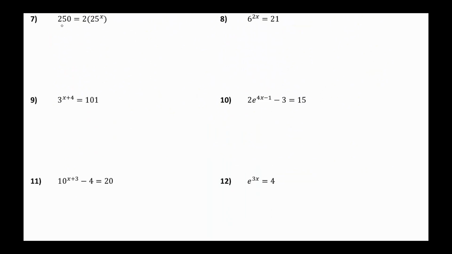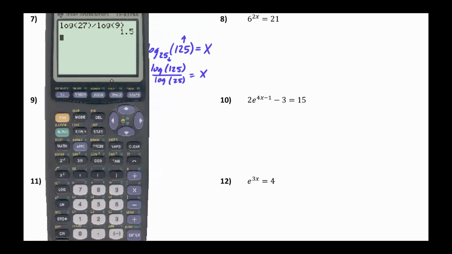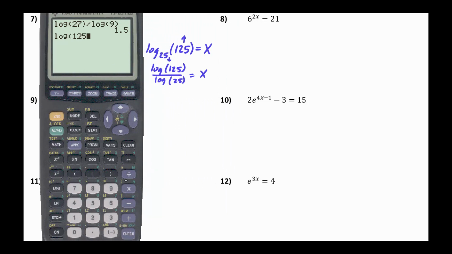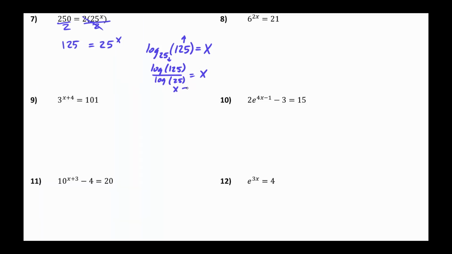Last couple of problems on the front page. Number 7, 250 equals 2 times 25 to the x power. Well, got to get rid of that 2 first. It's causing problems. 250 divided by 2 is 125. Next, go ahead and rewrite it as 25 to the x power. Notice 125, 25, not the same thing. So we could use logarithms. That sounds fine. So you could do log base 25 of 125 equals whatever the exponent is, which is just that variable. If I'm going to do this in the calculator, I have to do change of base. So remember, the big number goes up top, the small teeny tiny number goes down on the bottom of the fraction. So log of 125 over the log of 25. That's equal to x. Go ahead, slap that in your calculator. Log of 125 divided by log of 25 equals, hey, that's weird, 1.5. So x equals 1.5.